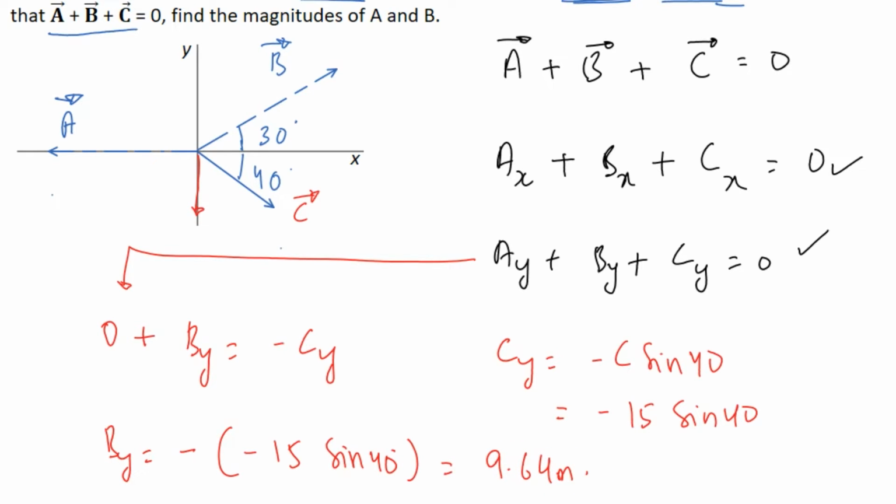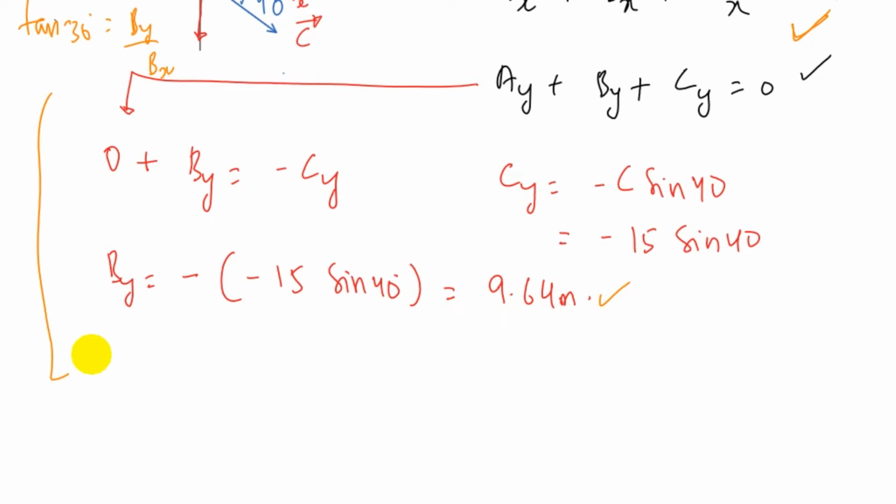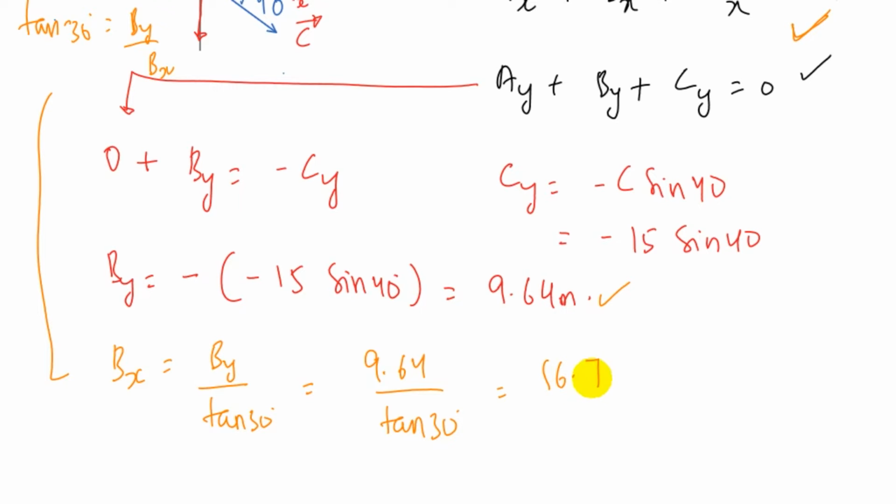So we have obtained the y component for vector B. Let me show it on the figure. So this is our x component, this is Bx, and this is our y component By. So we have calculated By. Now from this right angle triangle we can easily calculate Bx, and we can write that tangent 30 degrees will be equal to By over Bx, right? And from here we can write Bx is equal to By over tangent 30 degrees. Now By we have 9.64, and this is tangent 30 degrees. We can solve it and we'll get this value to be 16.7 meter.